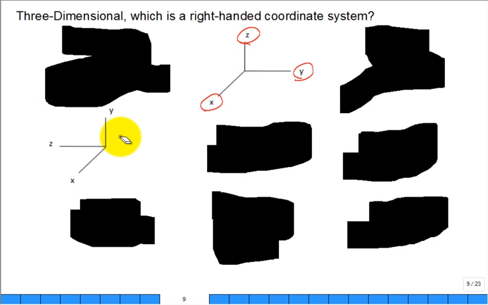There's a coordinate system. Is it a right-handed coordinate system? How do I tell? Put the middle of your hand at the origin, point in the positive x, take your fingers, curl to the positive y. Which way is your thumb pointed? Is it pointed in the positive z or not? Yes or no? Yes. Okay, do you see that?